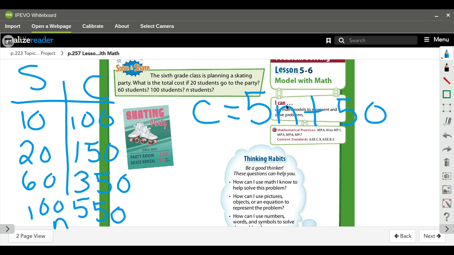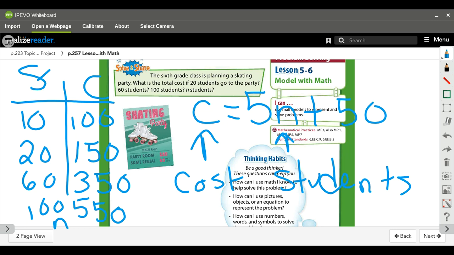This is the equation that we need to do. I don't need to create multiple equations for this. So this equation represents this problem. So C is my total cost. N is going to be the number of students. And so I guess on my input-output table, this really should be N, not S. And then the 50 represents the cost of the party room. And so that's what this equation represents.